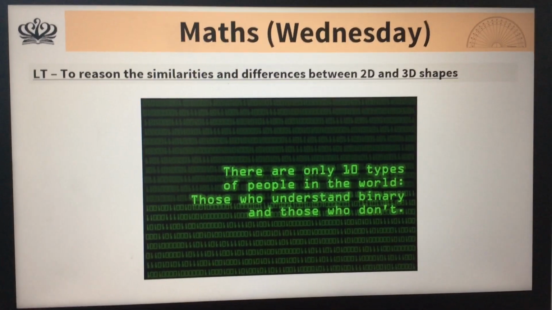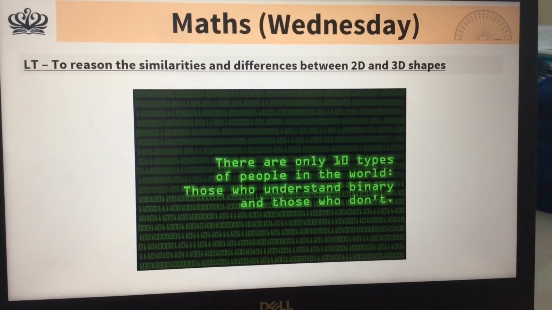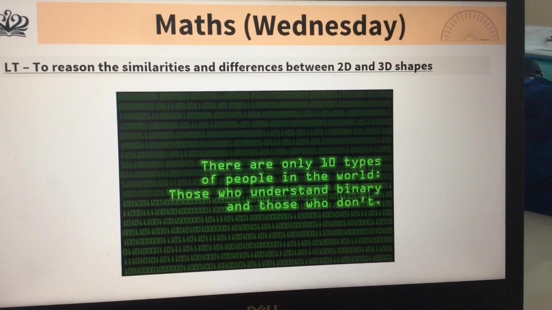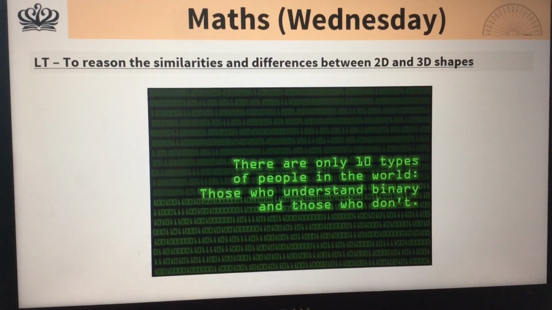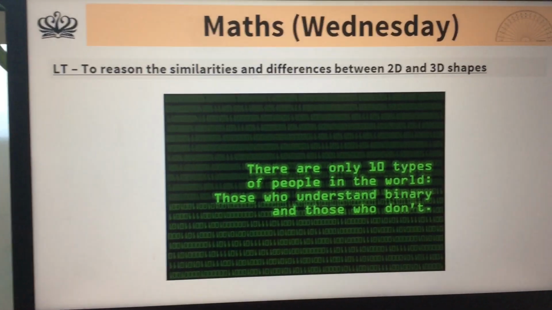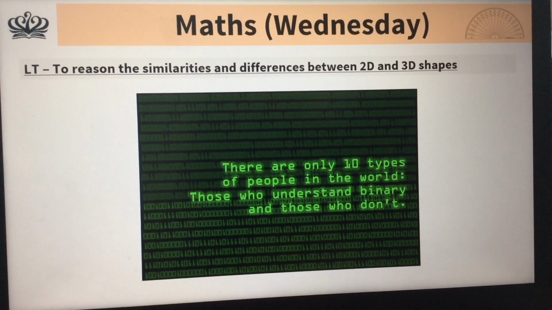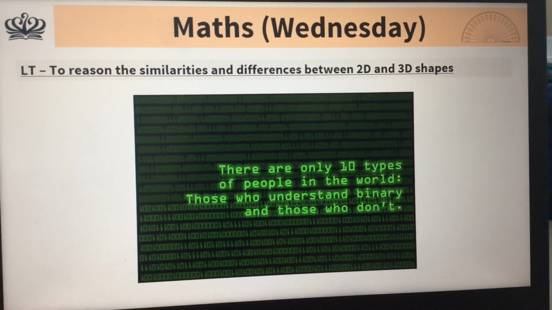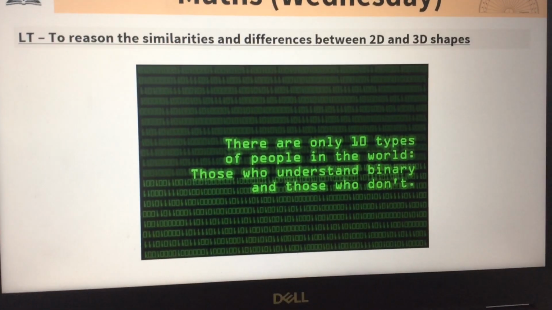Hi guys, this is your Wednesday Maths and the learning target is to reason the similarities and differences between 2D and 3D shapes. So we're taking our knowledge of 2D shapes and 3D shapes and really putting it to the test to see if we can recognise those differences and use those differences as a way of sorting shapes.